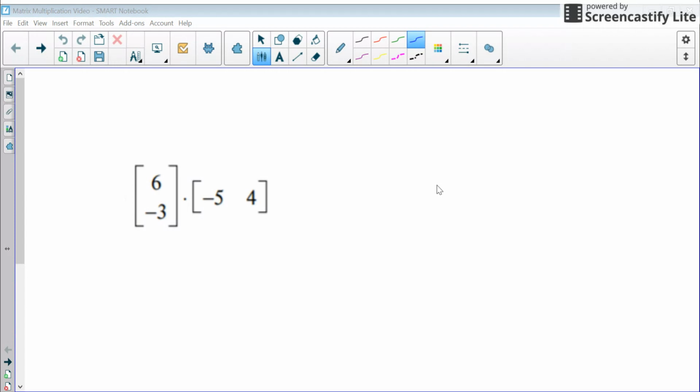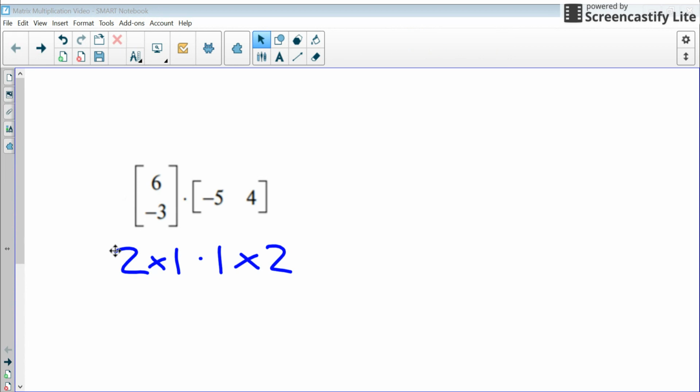So the first thing you have to do is see if you can multiply the matrices, and in order to do that, you need to write down the dimensions of both matrices. That first matrix is 2 by 1, and that second one is 1 by 2. You know you can multiply the two matrices because these inner numbers are the same. So since those inner numbers are the same, you can multiply these two matrices.